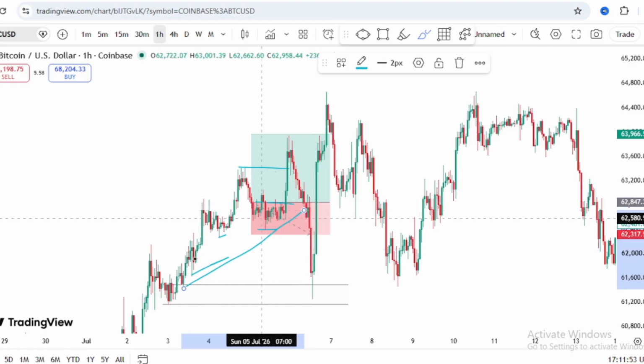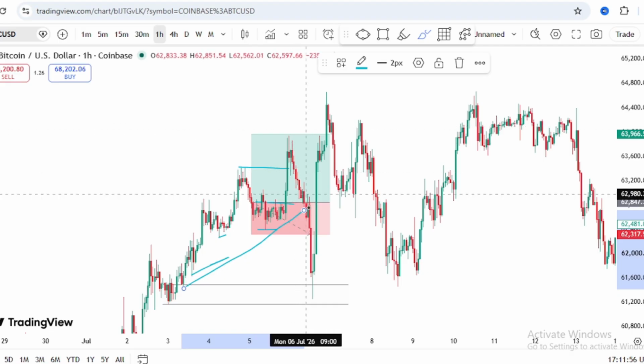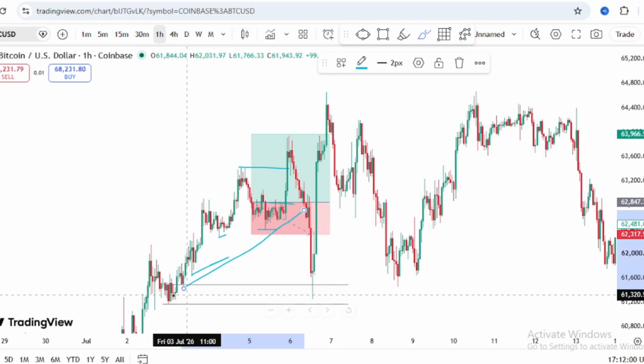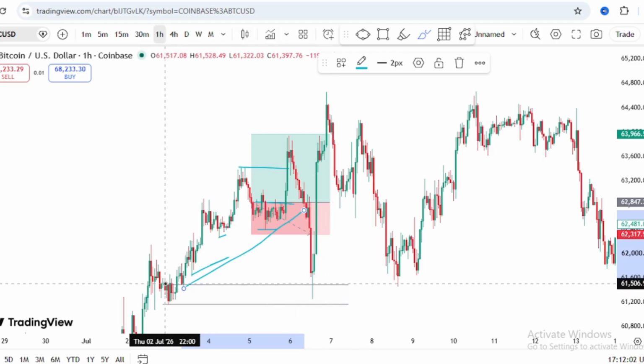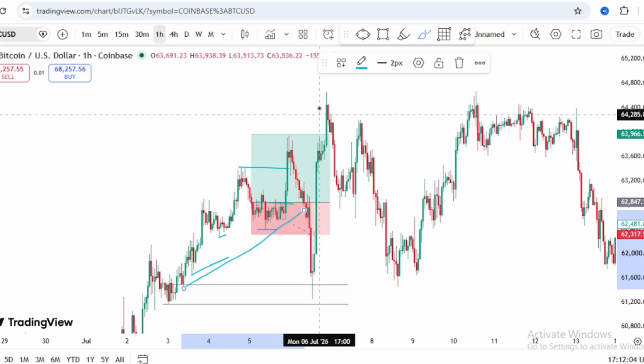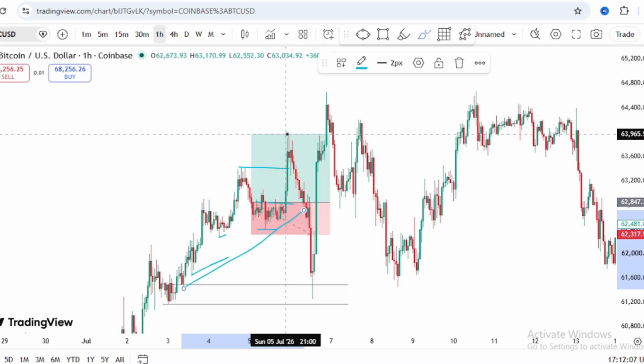Once institutions see these liquidity zones, they push the price down, take out the stops, and once it gets to this top level, they will reverse the price until it takes the swing high.